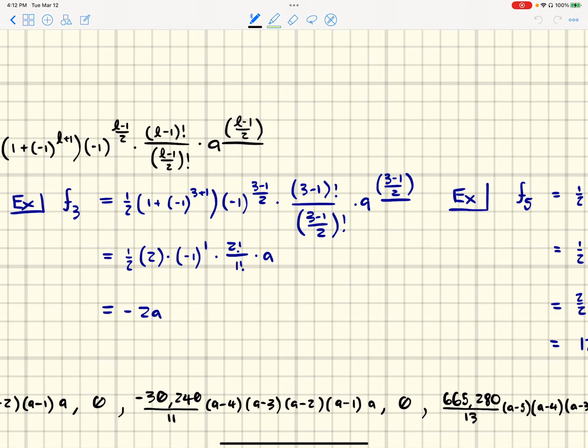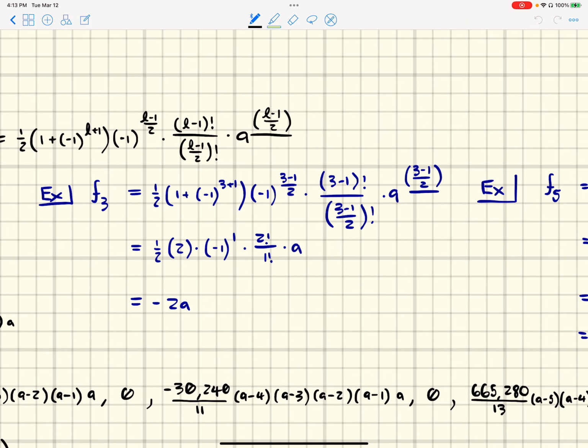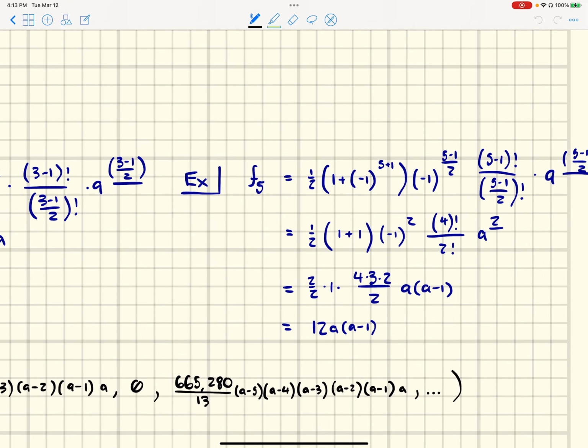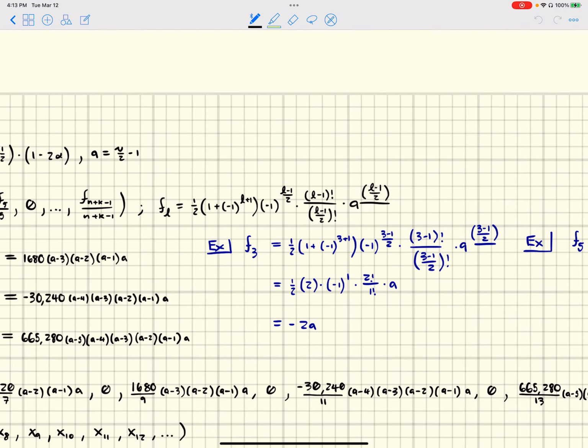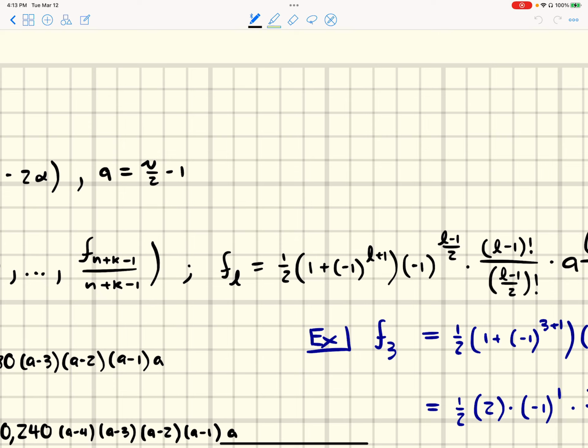So for example, if you want f of 3, you can see you just plug in 3, and it comes out to that f of 3 value, which was -2 times a. And then if you want the f of 5 value, you just plug in the 5, carry out the calculation, and that gives you that value you want, the 12 times a minus 1. And again, that a value is related to the degrees of freedom, v, as v over 2 minus 1. So it's just a linear function in v.